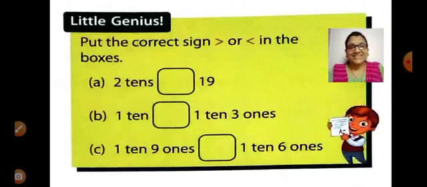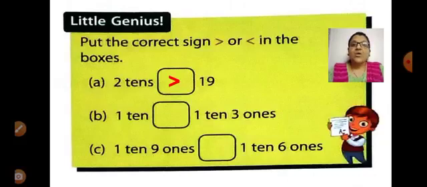Little genius, put the correct sign, more than or less than, in the boxes. 2 tens dash 19. Children, 2 tens means 20. And 20 is more than 19. Hence we will put the more than sign here.